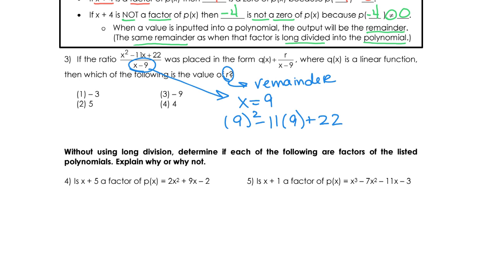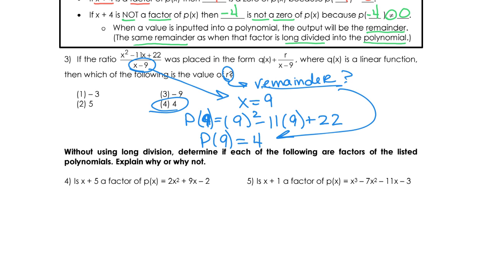And let's see what we get. So 9 squared minus 11 times 9 plus 22 in our calculator comes out to be 4. And so our polynomial, we plugged in 9. P of 9 came out to equal 4, all right? And therefore, since they want to know what the remainder was, it's 4. Okay, which tells us that x minus 9 is not a factor.